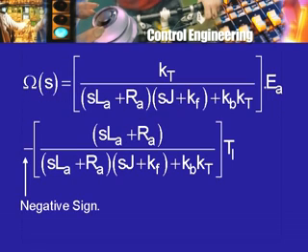So I will get omega equal to, on the one hand, Kt divided by (S LA plus RA) into (S J plus Kf) plus Kb Kt. This whole thing multiplies EA, minus (S LA plus RA) multiplying nothing, divided by the same denominator (S LA plus RA) into (S J plus Kf) plus Kb into Kt. This whole thing multiplies TL.